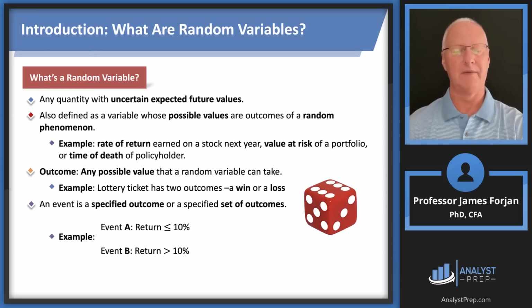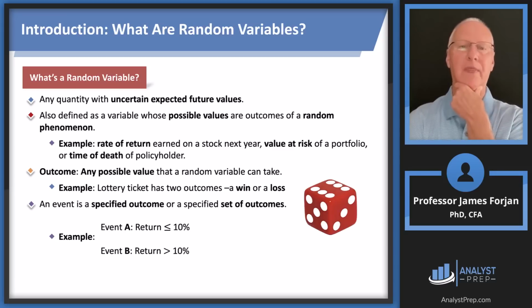So I gave you that statistical definition of a random variable. Let's adjust that a little bit to a risk management conversation. Uncertain expected future values. We've done some basic time value of money where you have $100 today, you invest at 10%, and you can expect to have $110 at the end of the period. Let's say it's a year, but that future value is an expected value and it depends on the interest rate.